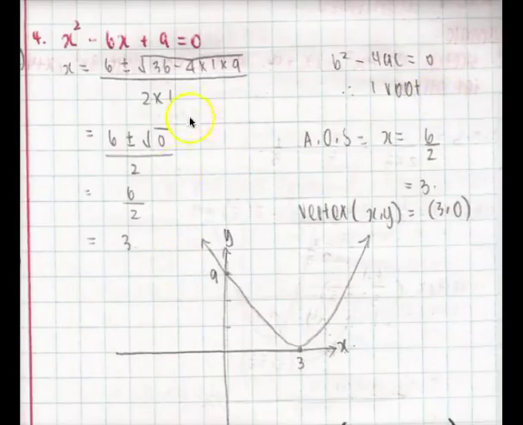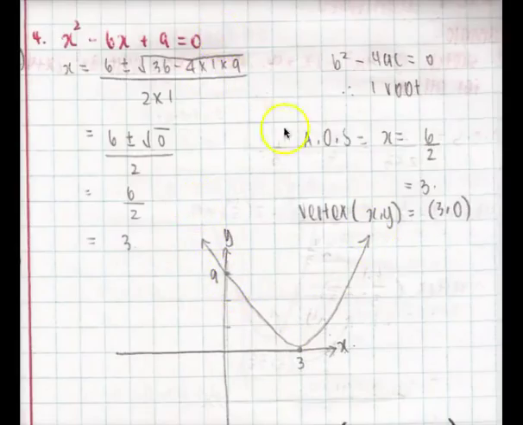Now, if I try and sketch this parabola, I know here that the y-intercept is 9, because when x is 0, y is 9. Also, I can find the axis of symmetry. Remember, it's negative b over 2a, so it's negative 6, which is positive 6 over 2 times 1. So it's 6 over 2, which is 3. In other words, this parabola has an axis of symmetry of x equals 3, which is this line down here, and it's got a y-intercept of 9, so therefore it looks like that.